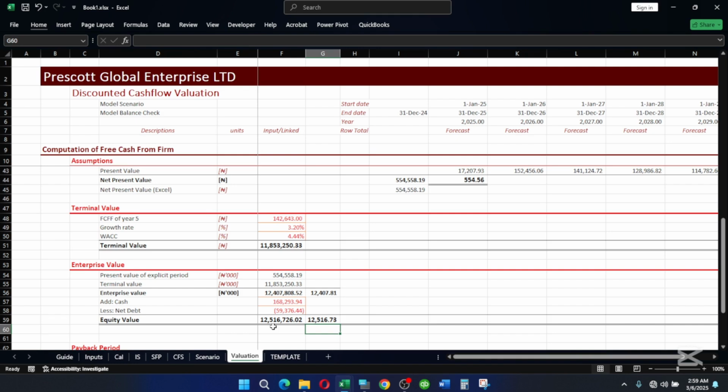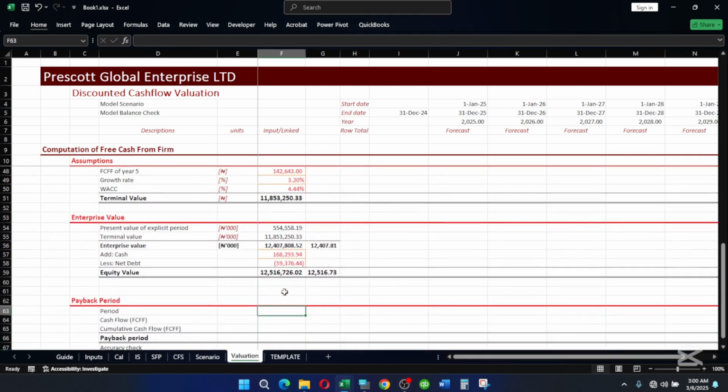So the total value of this business is 12.516726 million, right? So that's the total value of this business, including its debt. The enterprise value does not actually include debt, but when you want to incorporate the total value, you have to look at the equity value, which also incorporates the debts, right? So we are done with the valuation of the enterprise.